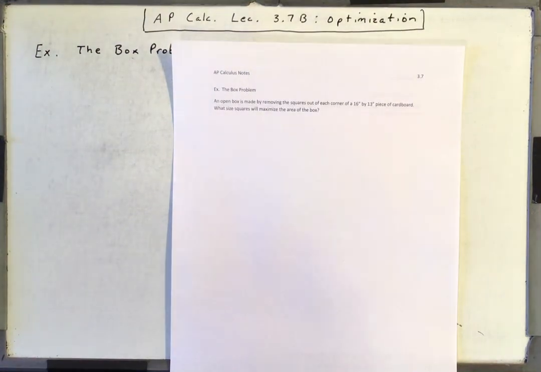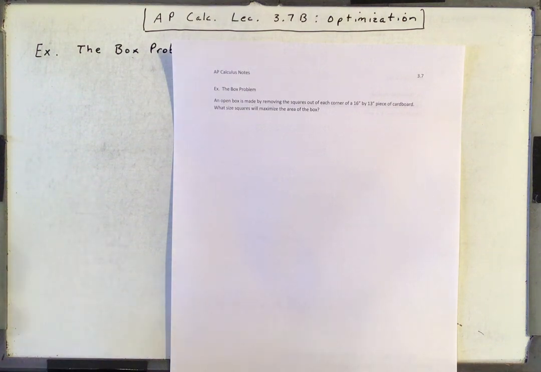Hello, welcome to AP Calculus Lecture 3.7b, where we continue to talk about optimization. So using derivatives to find the maximums and minimums and to try to make the best decision that we can.